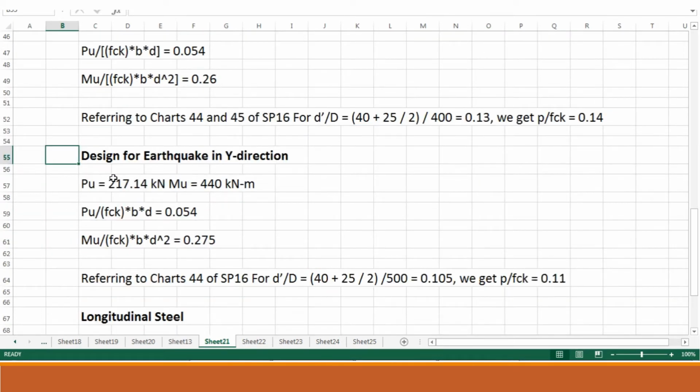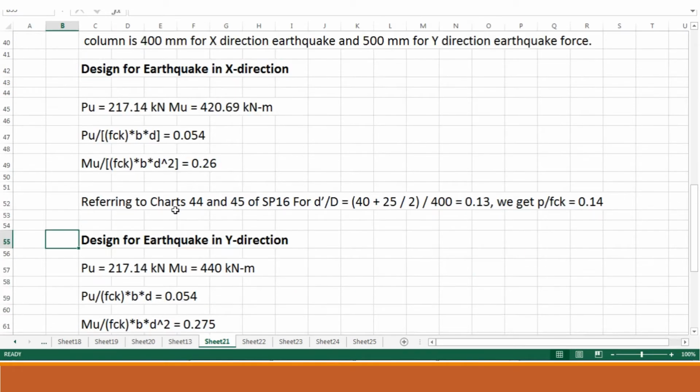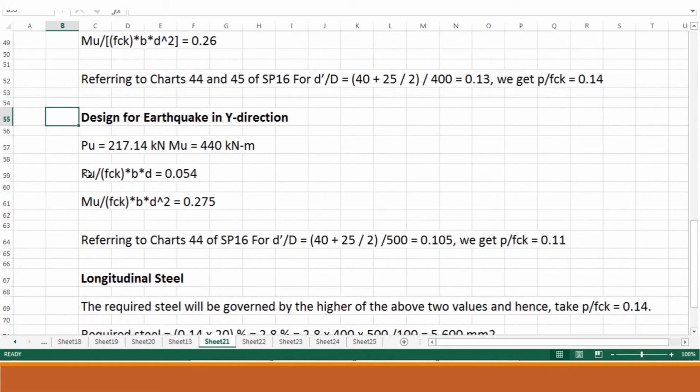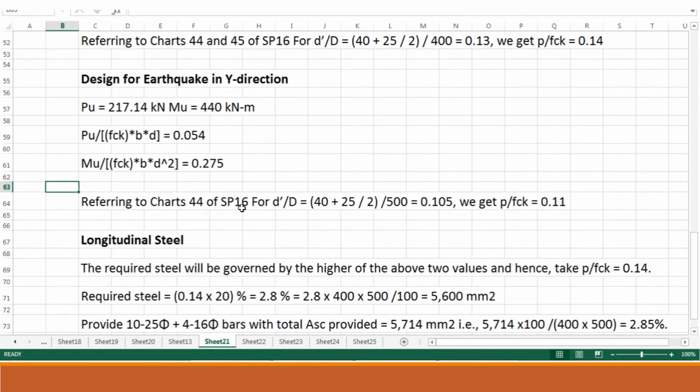Now the design for earthquake in Y direction: PU is 217.14 and MU here is 440 kNm. So PU by FCK BD again would be 0.054 and MU by FCK BD square would be 0.275. Now referring to chart 44 of SP16 for D dash by D, which is equal to (40 plus 25 by 2) divided by 500, that is 0.105. What we get from this chart 44 is P by FCK of 0.11.